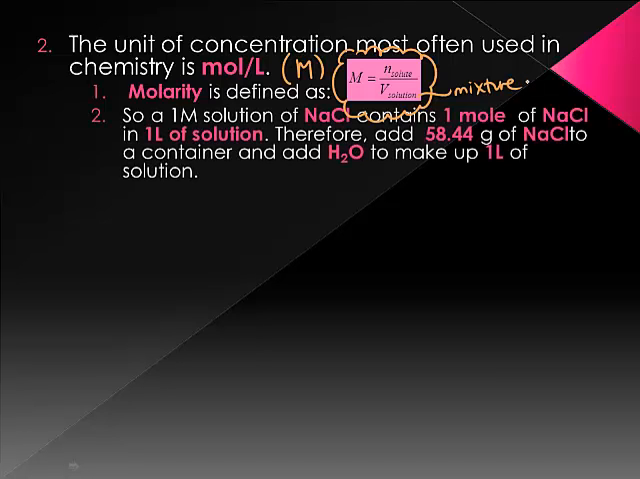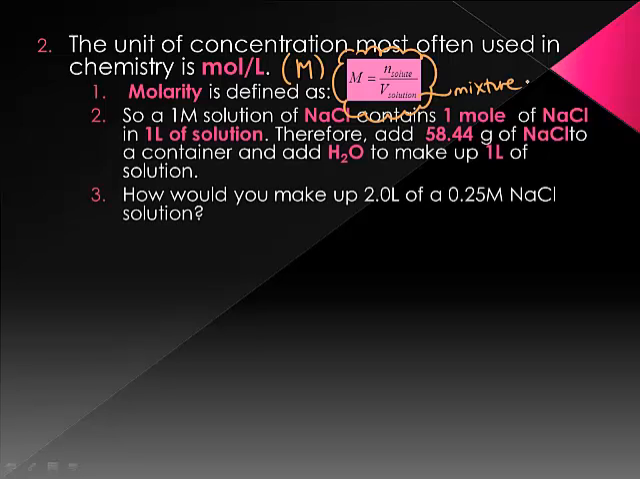So to make, for example, a 1 molar solution of sodium chloride, it has to contain 1 mole of sodium chloride in 1 liter of that final solution, that final mixture. 1 mole has a mass of 58.44 grams for sodium chloride. That's its molar mass. And in order to prepare that final solution, I'm going to add water to make 1 liter of final solution. So the question then becomes, well, for example, how could you make up a 2-liter solution of 0.25 molar sodium chloride?